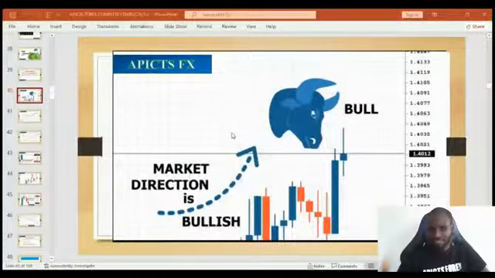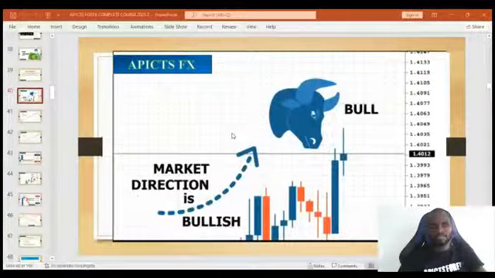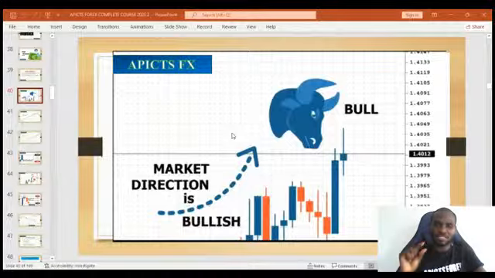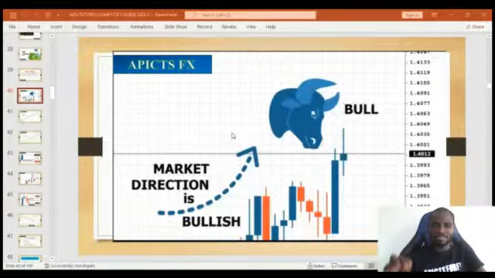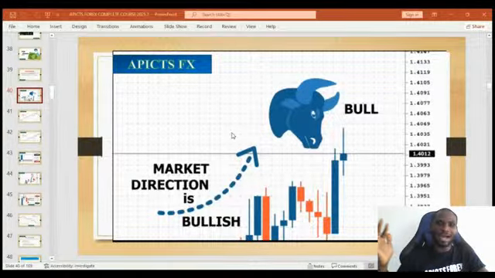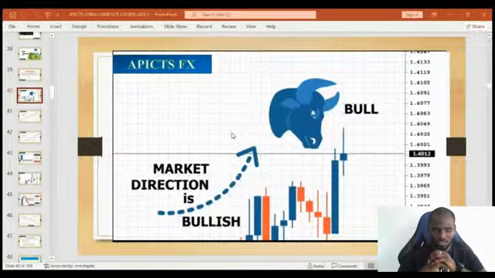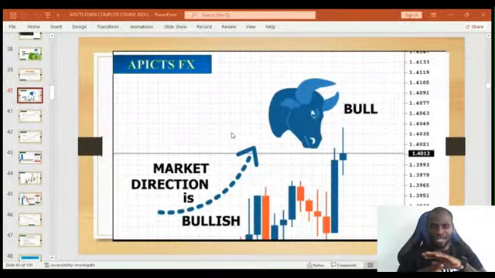Now, yesterday I made mention of pip, and I said that price moves in pips. Price moves in pips. Now, look at the far right end of your screen, those numbers that you can see. I think you can see the black line that goes across the screen horizontally, at 1.4012.